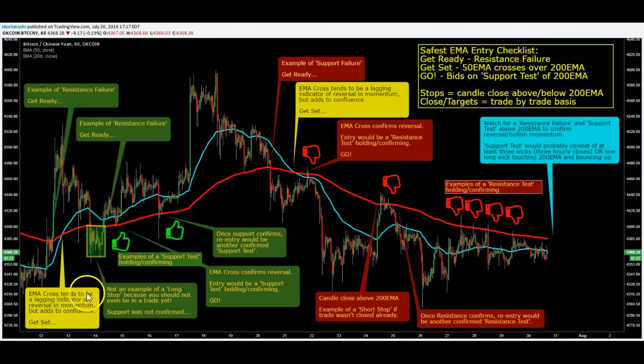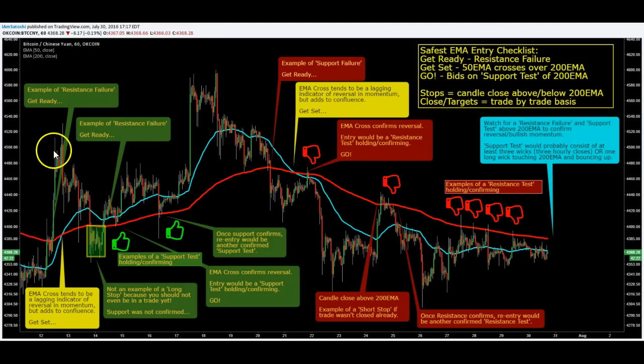Now, traditionally, a lot of people think EMA crosses are the entry signal. Here I'm using the 50 and the 200. You can use whatever two EMAs you want to use. You can use MAs or TEMAs or whatever moving average variant you want to use. But the EMA cross, I'm arguing here, is generally not the greatest entry point.